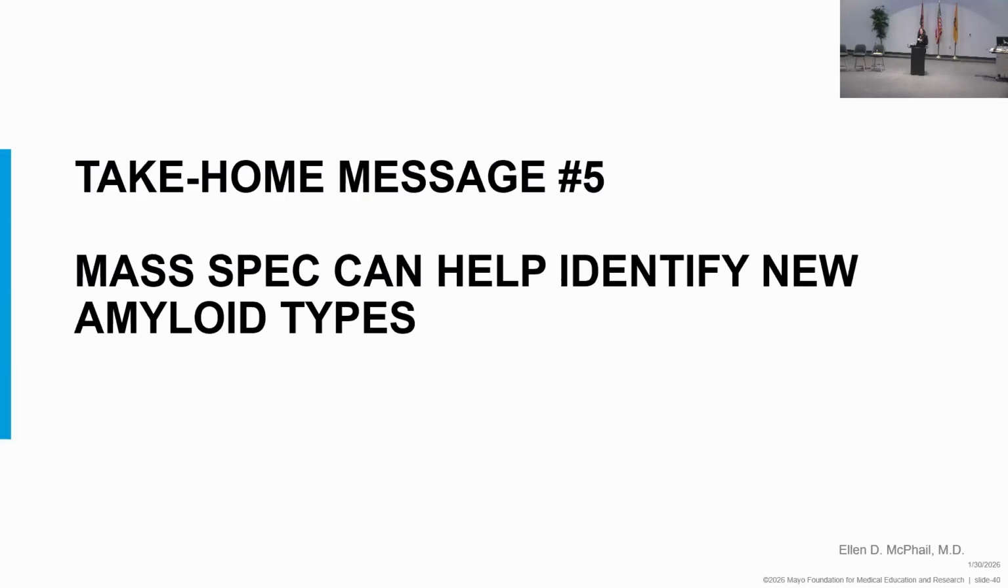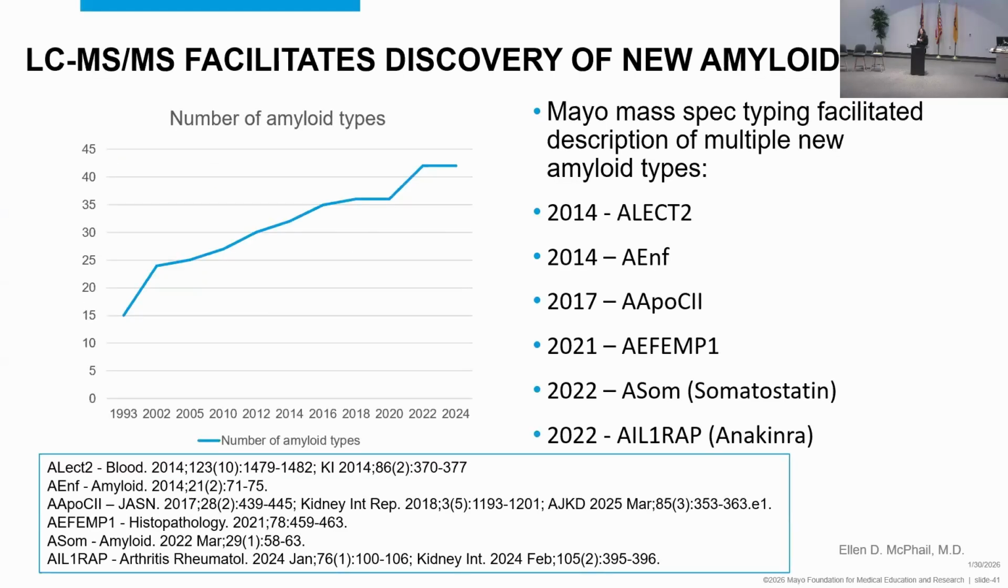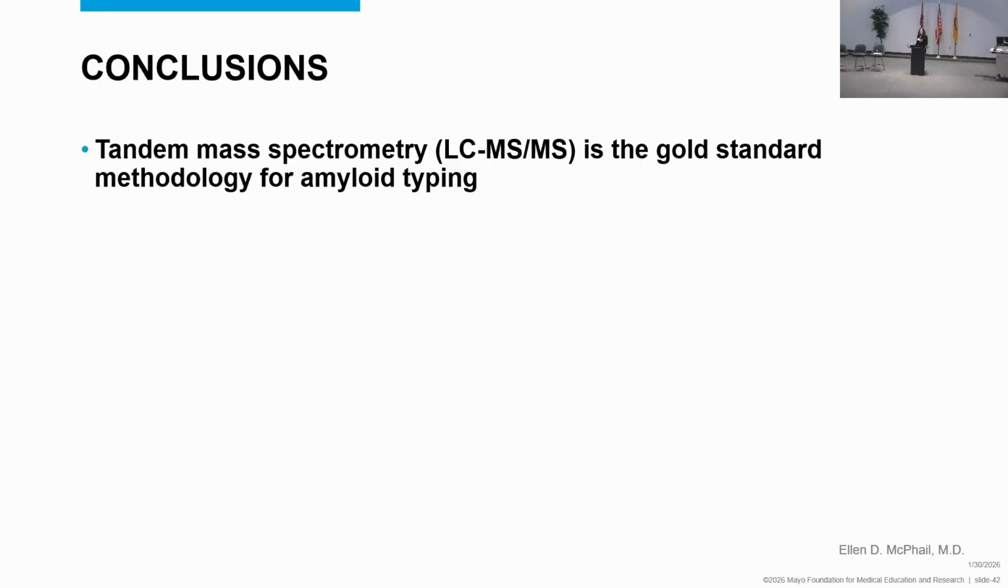And with the mass spec, because we see all proteins that are present, this has helped us to identify new amyloid types over the years. These are about 6 we've identified in the last few years. And as time goes on, we keep identifying more and more amyloid types. So this is useful for future identification of patient types.